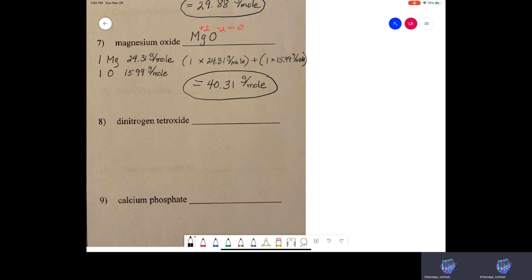Okay, so now I've shown you how to do both sets of problems. We've gone from the actual formula, then we've named it, and then we figured out the molar mass. And then we've gone to the name, figured out the formula, and then figured out the molar mass. Okay, so hopefully this will help you in completing the rest of these problems.